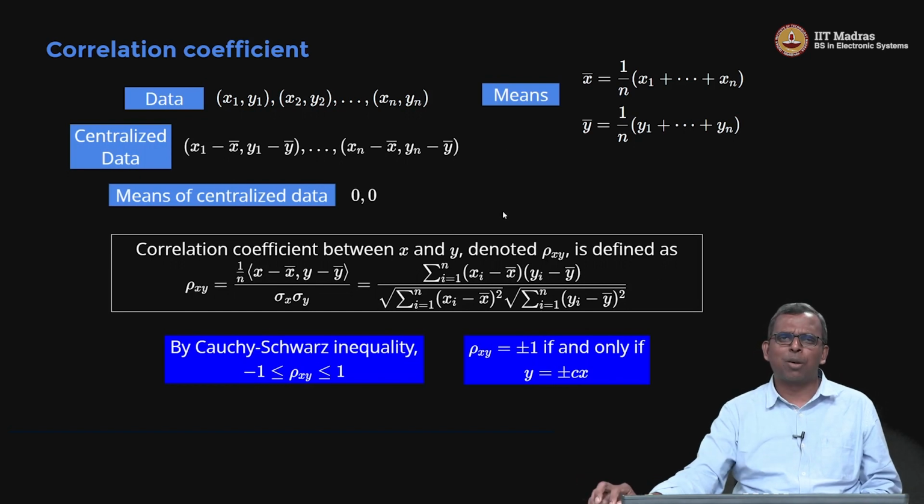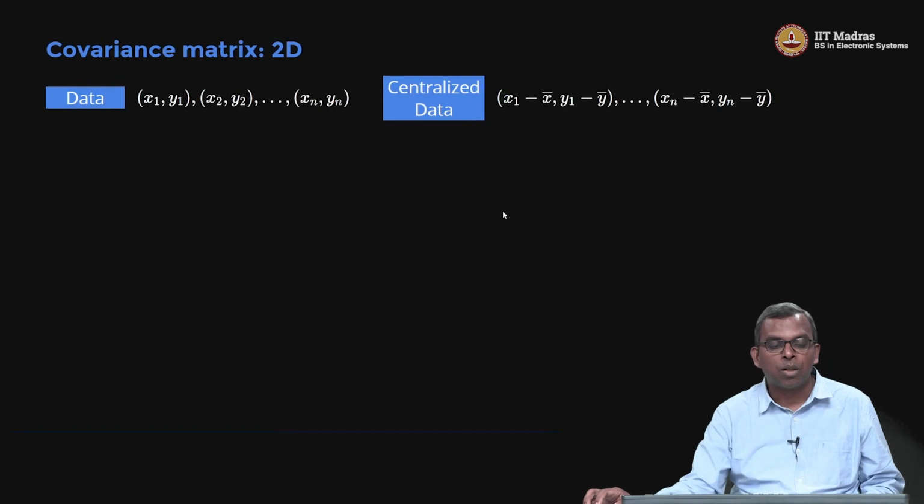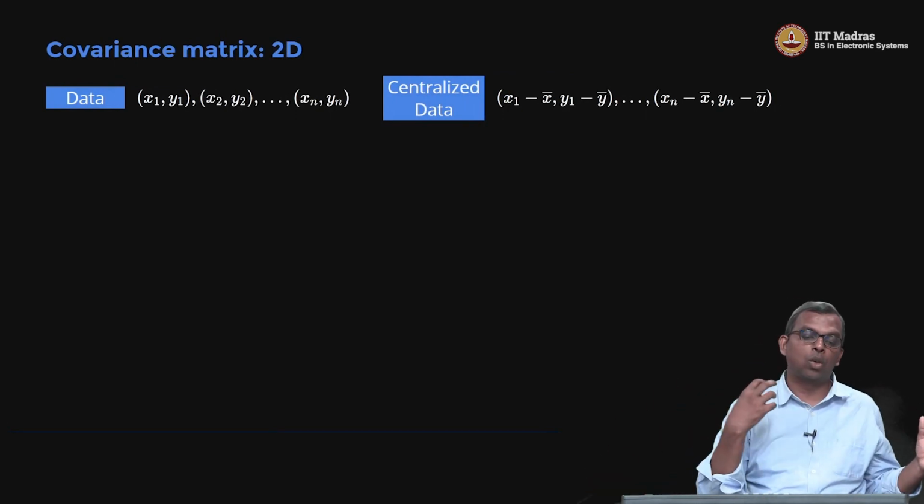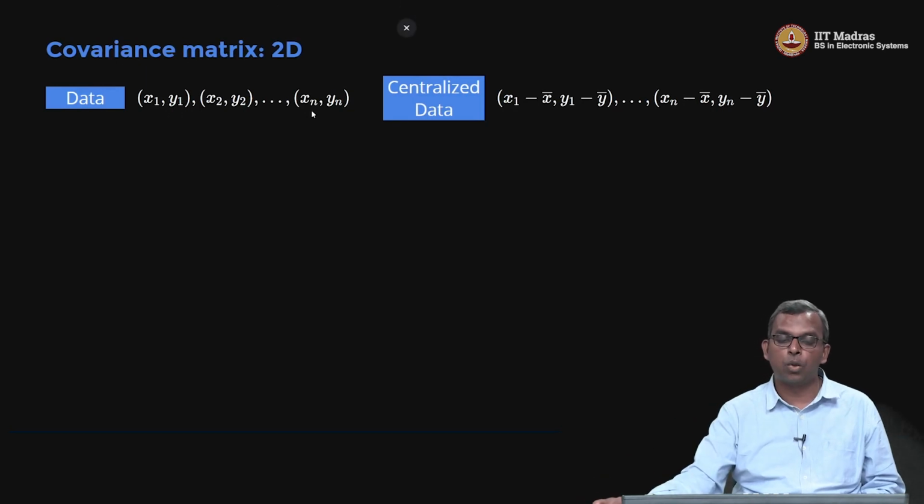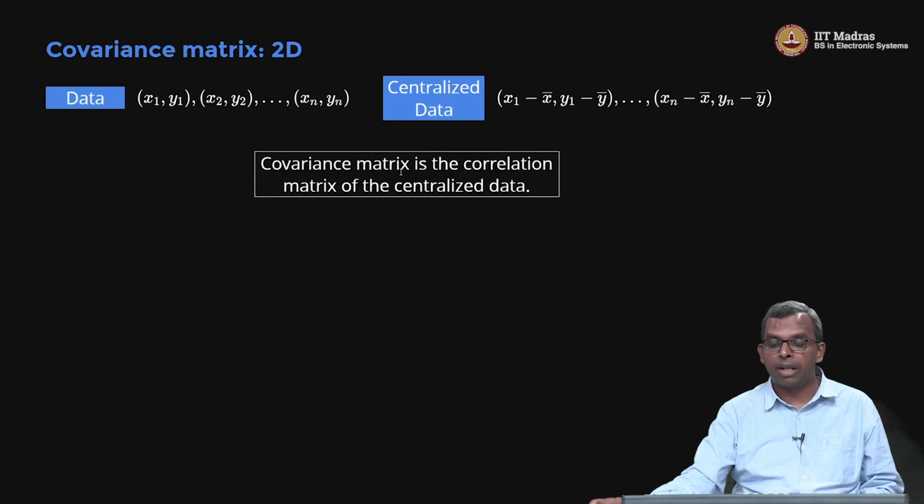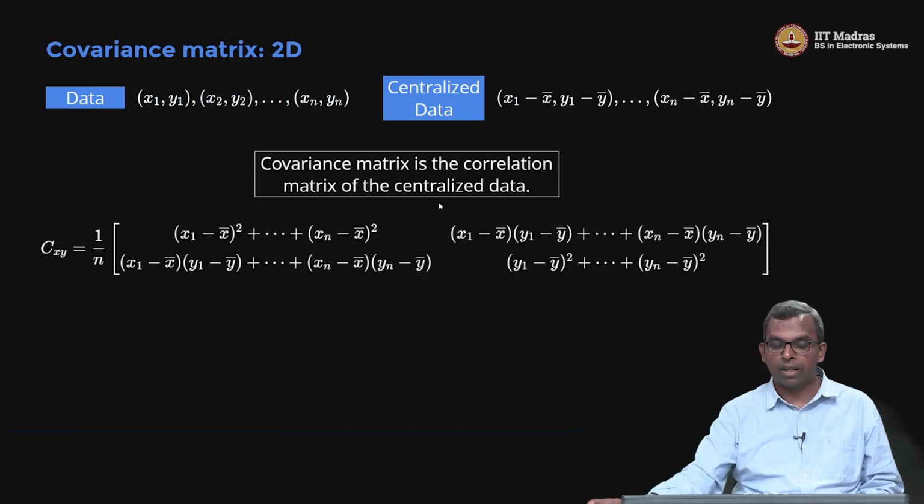Now we still have not got the matrix. We're going to get the matrix next. So now, just like we defined the correlation matrix, you can also define a covariance matrix. We'll do that first in 2 dimensions, and then we'll go to a larger dimension. So here is the data x1, y1 to xn, yn. Centralized data is also there. Now the covariance matrix is the correlation matrix of the centralized data, right? So we had a correlation matrix before. Instead of defining the correlation matrix on the basic data, you define it on the centralized data, and you get the covariance matrix.